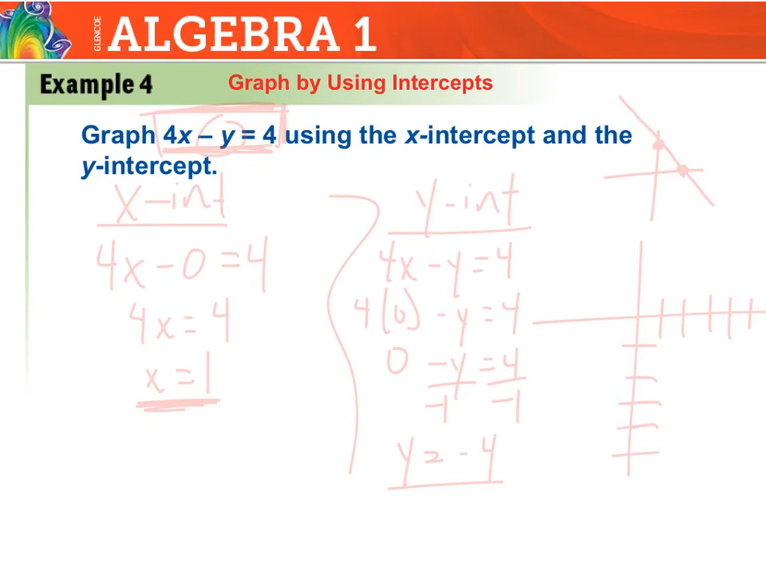If we were going to graph it, here we go. My x-intercept is at 1, right there. My y-intercept is at negative 4. So negative 1, 2, 3, negative 4 right here. And then we would draw our line. It's not the super straightest line I've ever drawn, but that's okay. Okay, moving on.